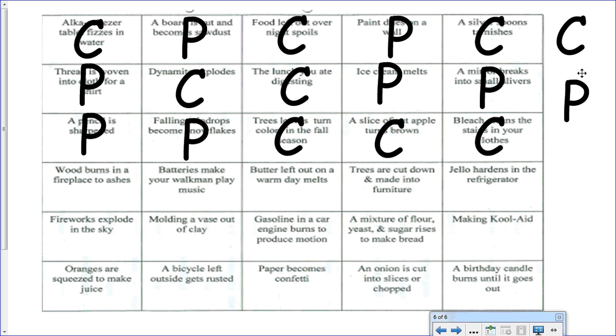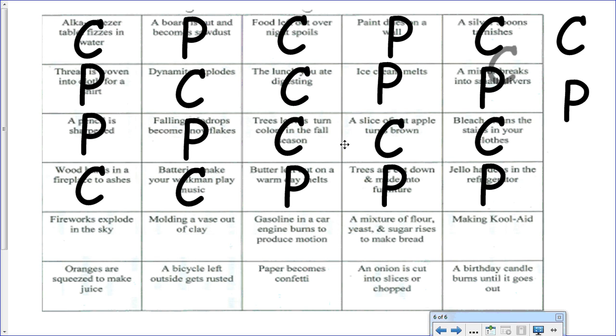Wood burns in a fireplace to ashes, chemical. Batteries making your Walkman or your electronics work is chemical. Butter left out melting is physical. Trees are made into furniture. The furniture is still made of wood, just like the tree is made of wood, so it is physical. Jello hardens in the refrigerator. It still tastes the same and it has the same properties. It's just changed its state of matter, so that is physical.